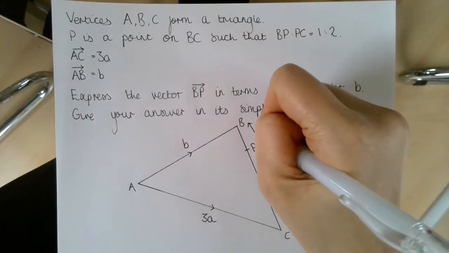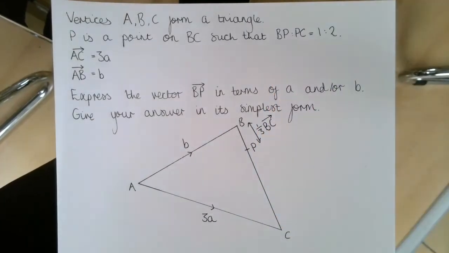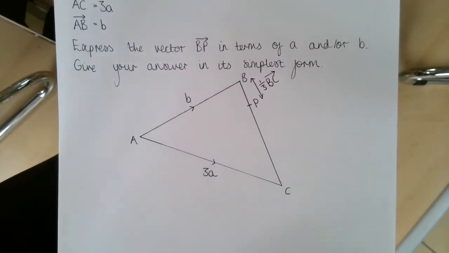C. So that's 1/3 of the distance B to C. Now, if you're struggling with the ratio part of that and how I've understood that that's a third, I'm going to just use a bar model to quickly explain that.